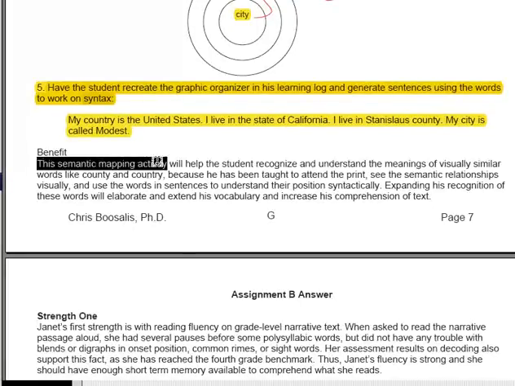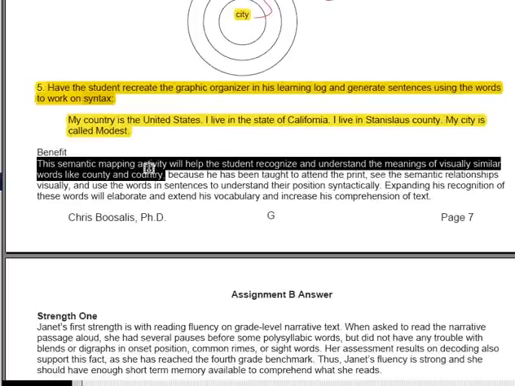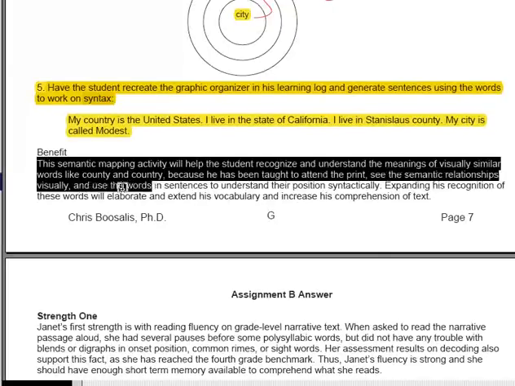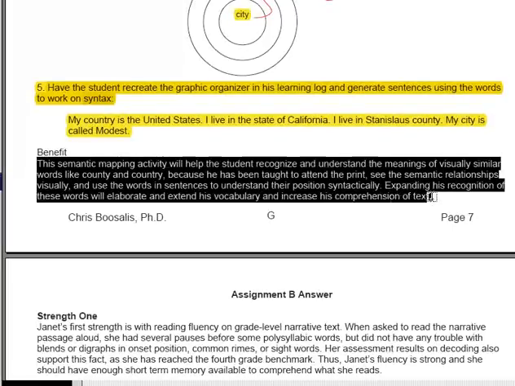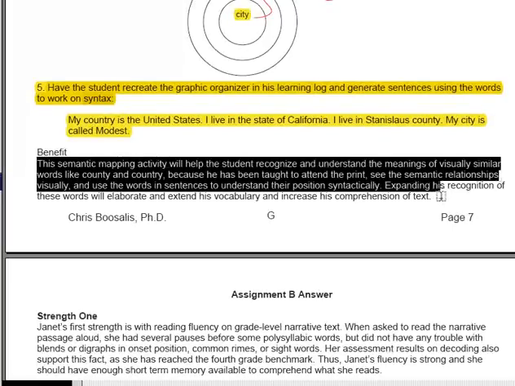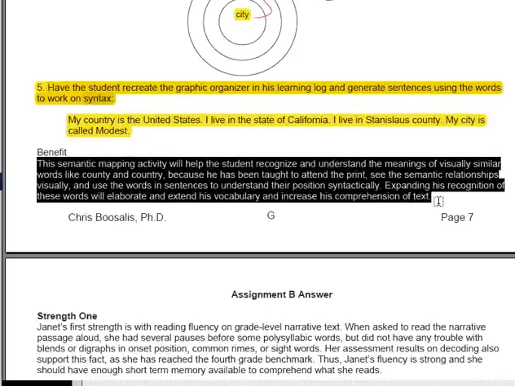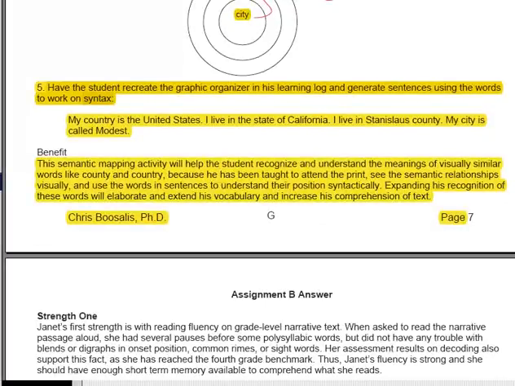The semantic mapping activity, I named the activity, here's my benefit, will help the student recognize and understand the meanings of visually similar words like county and country because he's been taught to attend to the print, see the semantic relationships visually, and use the words in sentences to understand their position syntactically. Expanding his recognition of these words will elaborate and extend his vocabulary and increase his comprehension of text. Okay, well, that's basically it for vocabulary.